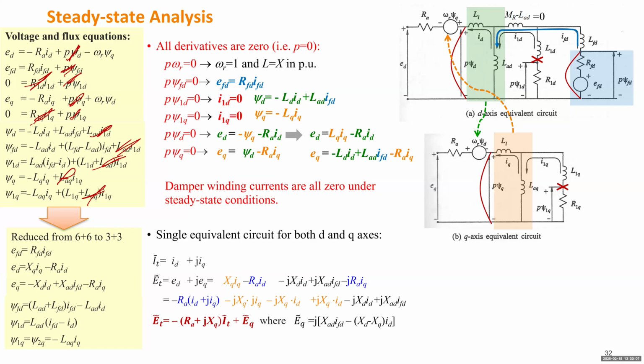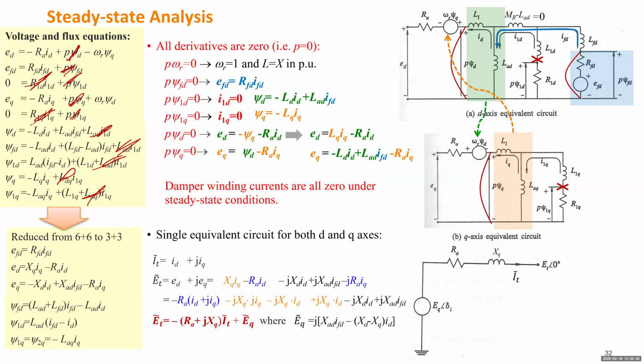Resistance plus some reactance. So this can be considered as internal impedance multiplied by terminal current, then plus internal voltage. So if we realize this equation by this circuit, it will be exactly this circuit.